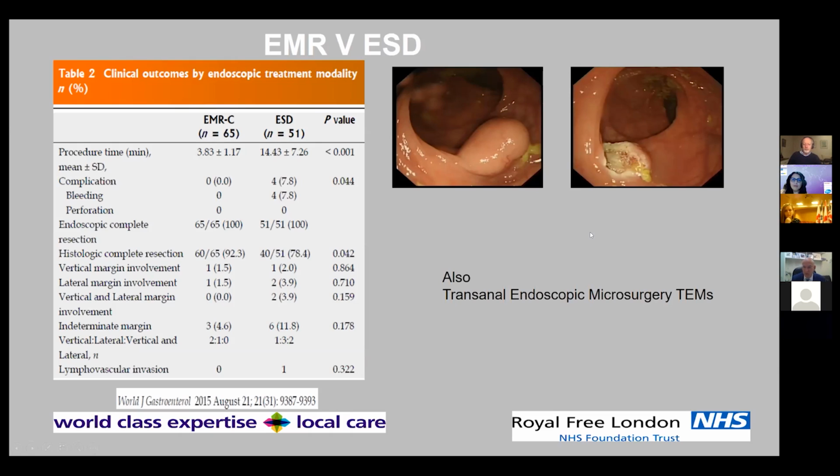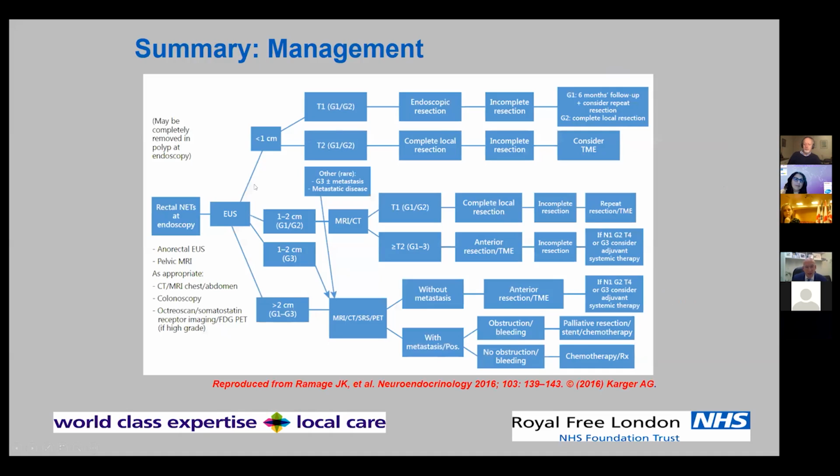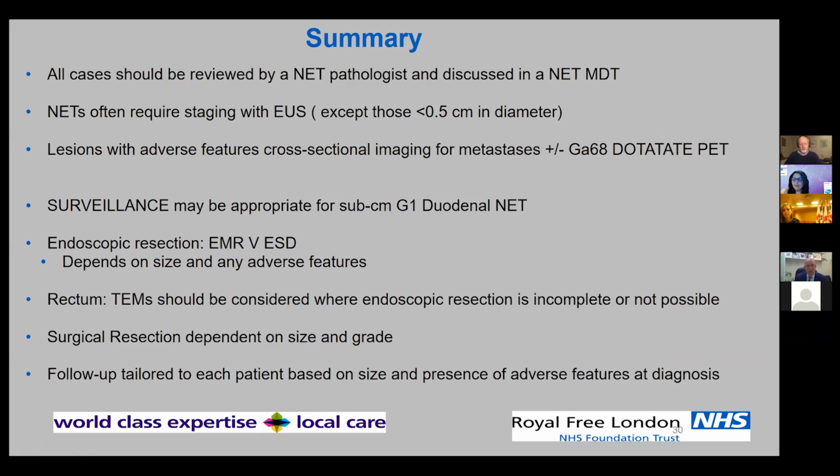There can be a role for transanal microsurgery, which can be done by the surgeon through the bottom endoscopically as well to remove full thickness polyps. Again, there are guidelines as to management. Again, surveillance is often not included, but they are helpful in giving what to do for different sizes and types of rectal polyps. So in conclusion, one can say that all neuroendocrine tumor polyps should be discussed in an expert MDT.